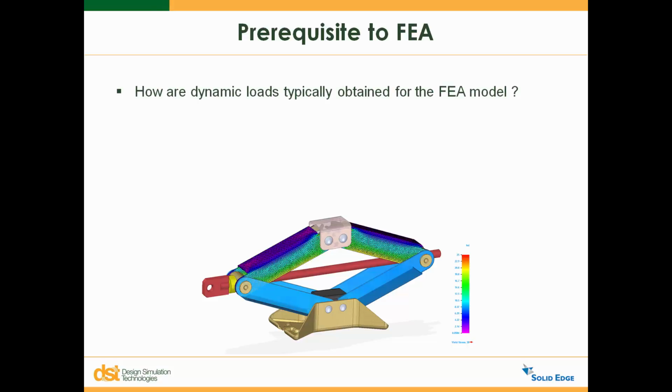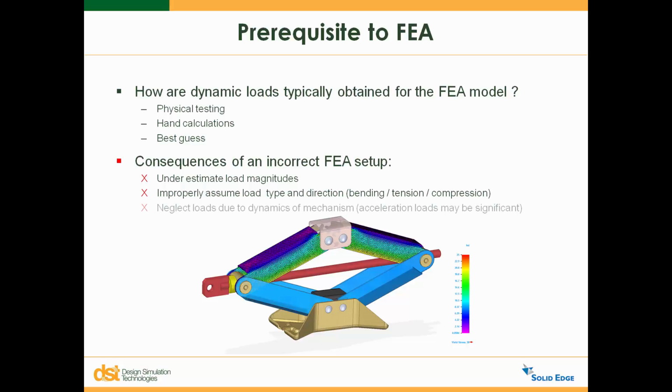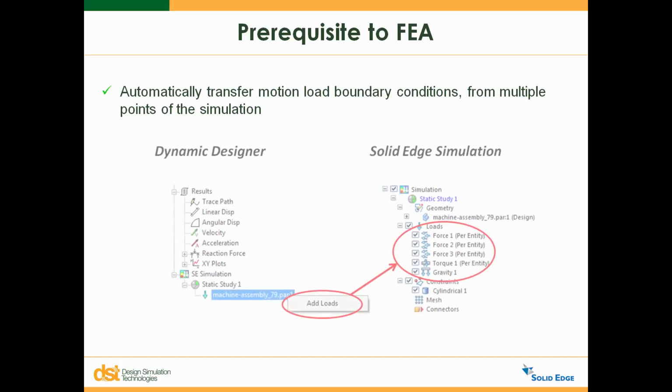Dynamic loads, how are they typically calculated for an FEA model? Physical testing, hand calculations, or best guess. This can be time-consuming and inaccurate. Some of the consequences of an inaccurate FEA setup: you can underestimate the load magnitudes, improperly assume the types of loads and the direction, and neglect loads that could be a direct function of the dynamics of the mechanism, where acceleration loads may be significant. Dynamic Designer can automatically transfer these loads as boundary conditions to a Solid Edge simulation.